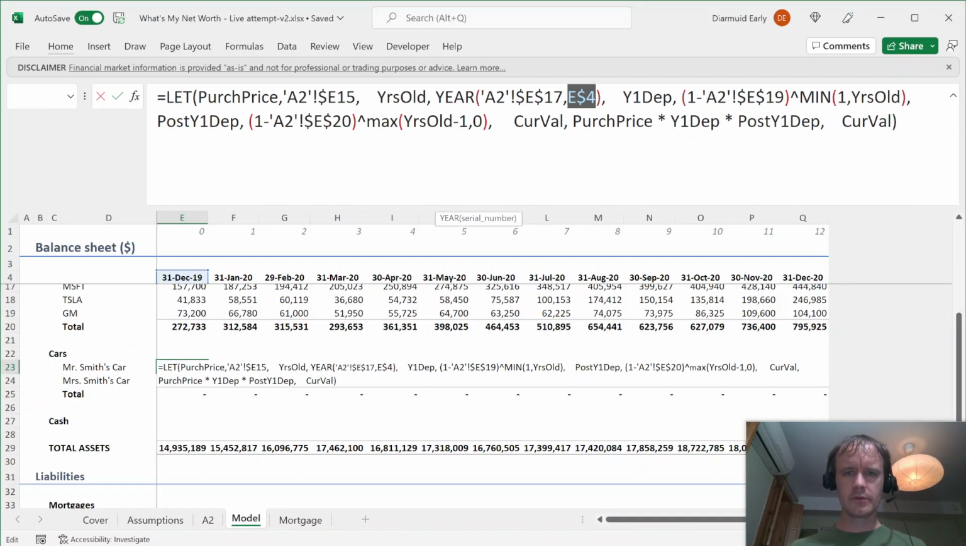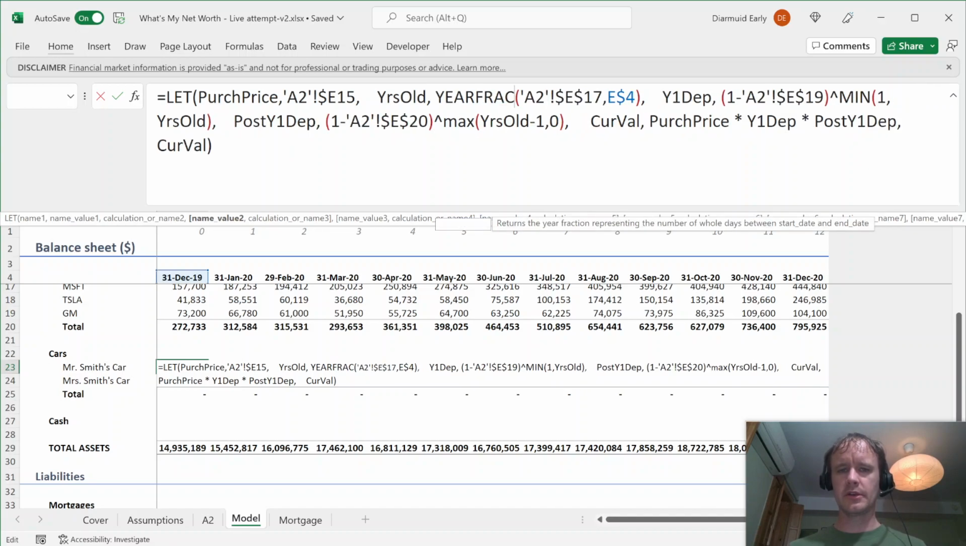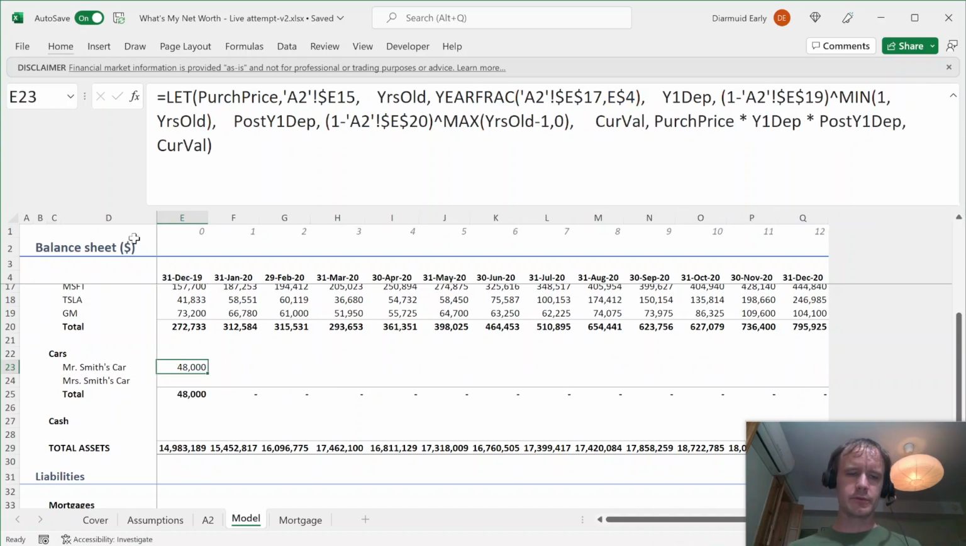Too many arguments. I did not. Oh, sorry, I put year instead of year frac. So the error message was you entered too many arguments for this function, which is true because the function I entered is year. I meant to enter year frac. So thank you, Excel.